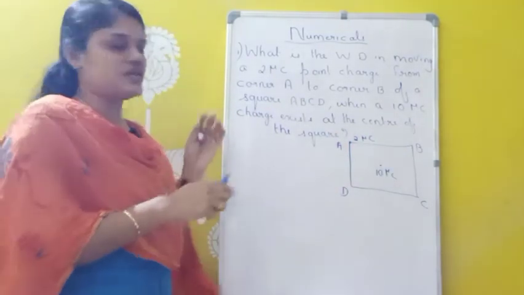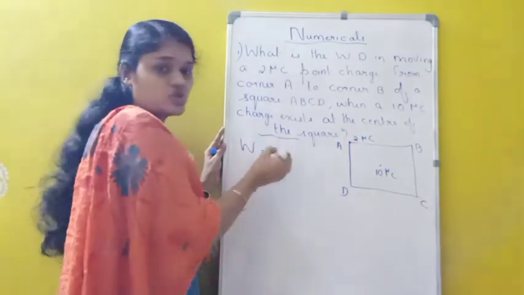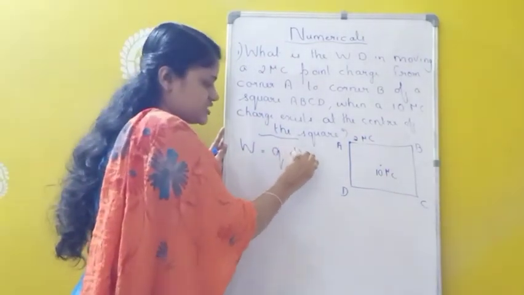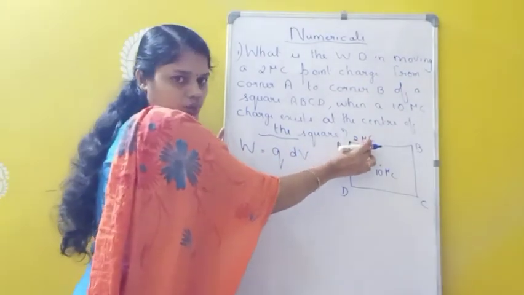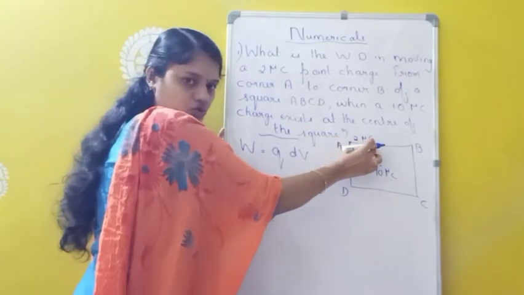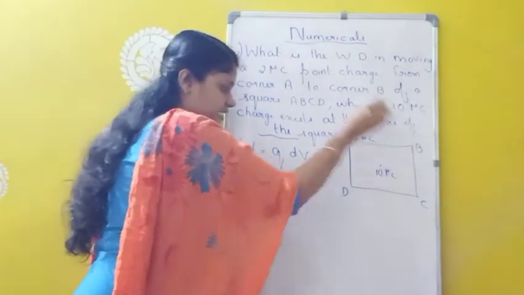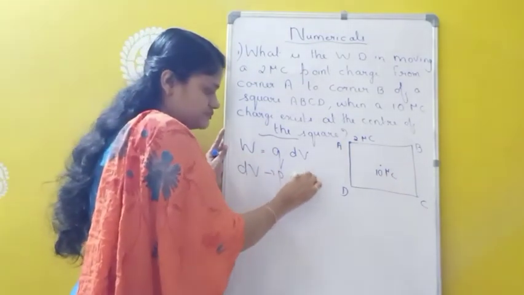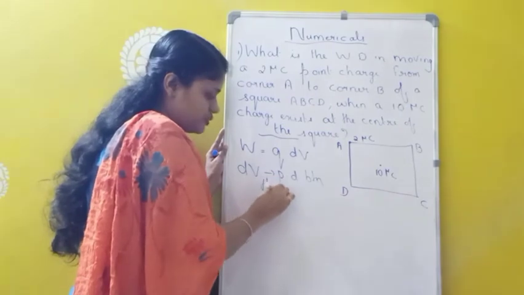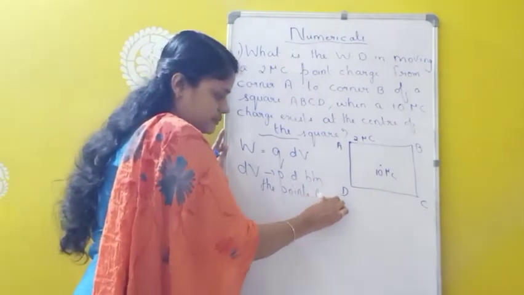So we know the formula for work done. Work done W equals charge into potential difference. So dV means potential difference. So what is the charge here? 2 microcoulomb. So we have to move this 2 microcoulomb charge. And dV is the potential difference between these 2 points A and B, between the points A and B.